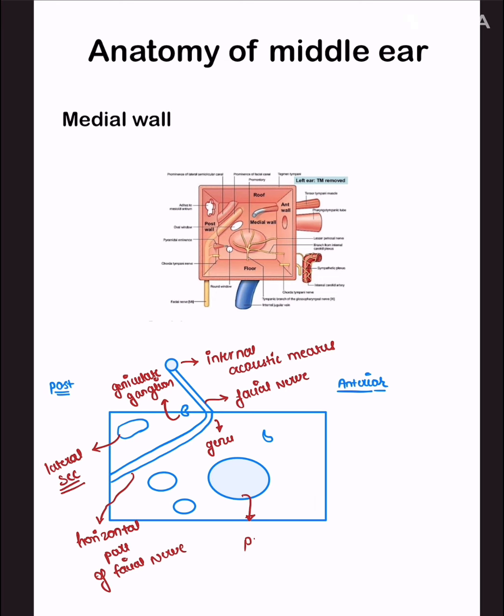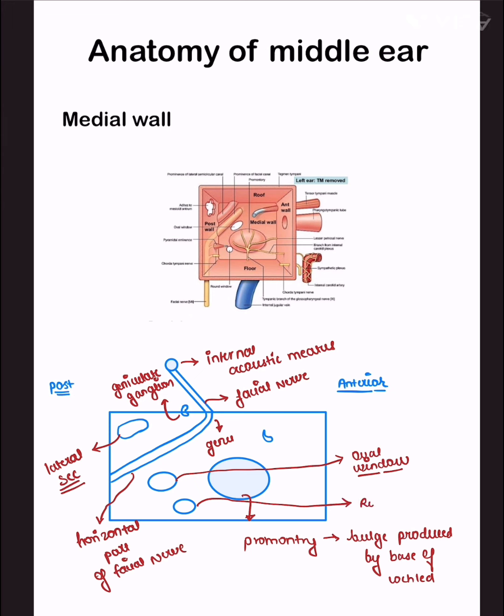This is the promontory. It is the bulge produced by the base of the cochlea. This is the oval window. Here the footplate of the stapes is attached, and this is the round window.